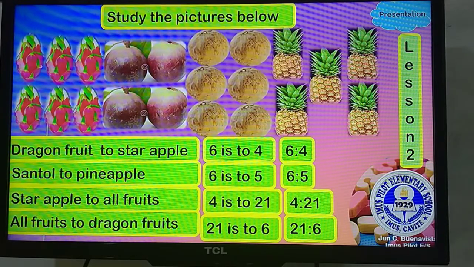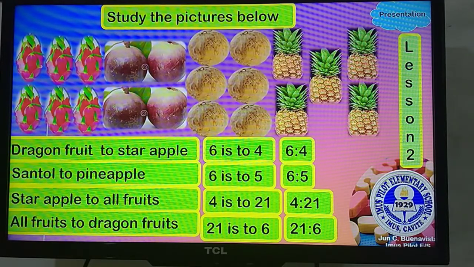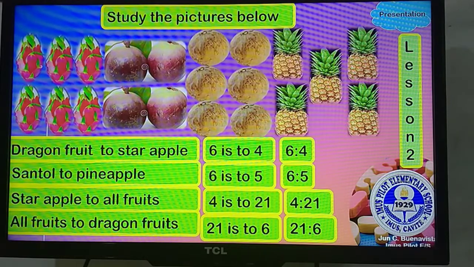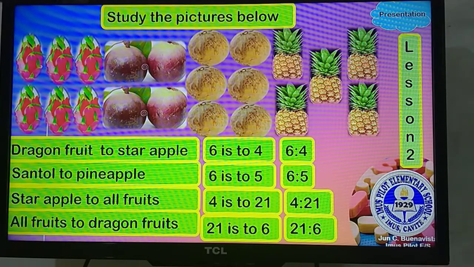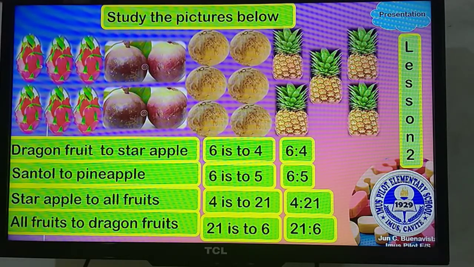Very good. How about let's say 5 is to 6? Okay, that is already in the lowest term. Since 5 can only be divided by 1 and itself, while 6 is 1, 2, 3, and 6. So we have no common factor or GCF. The only common number that can divide both 6 and 5 is 1. And if you are going to divide it by 1, the answer is the number itself. How about 4 is to 21?